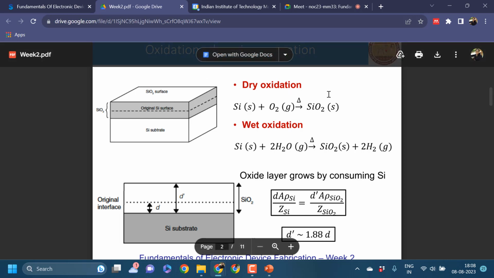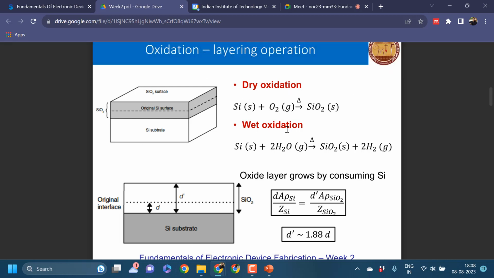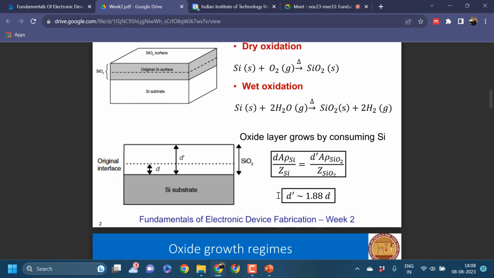In case of oxidation, there is dry oxidation and wet oxidation. Dry oxidation reacts with oxygen, and wet oxidation reacts with steam. Based on this, we had seen an equation to find the thickness of the grown layer. The final equation we derived is d prime equals 1.88 d, where d prime is the total thickness that has been grown and d is the consumed thickness. Is that clear for all of you?